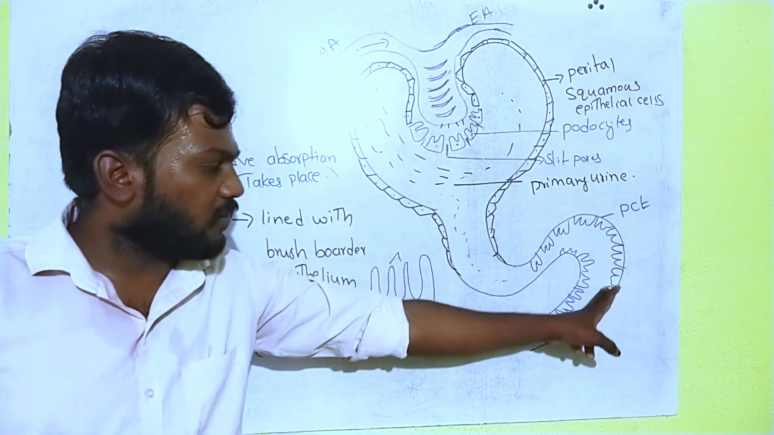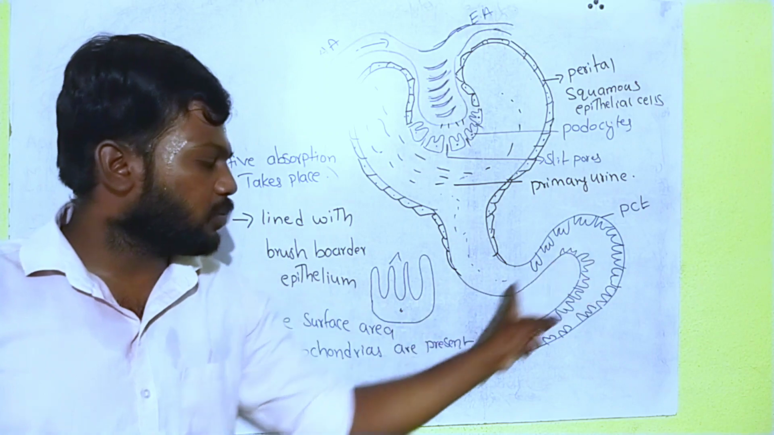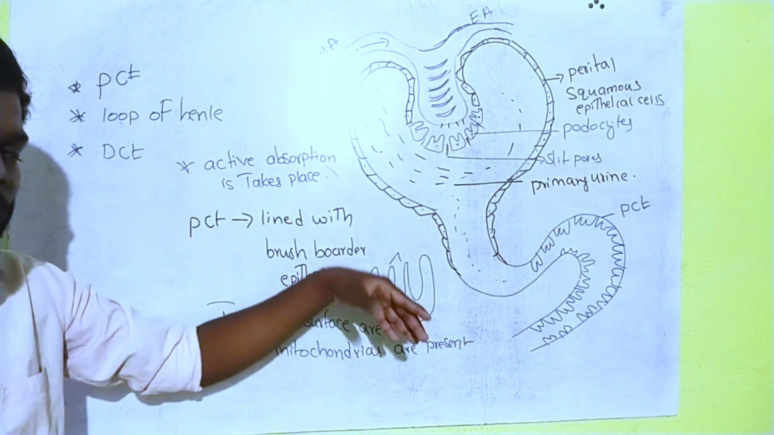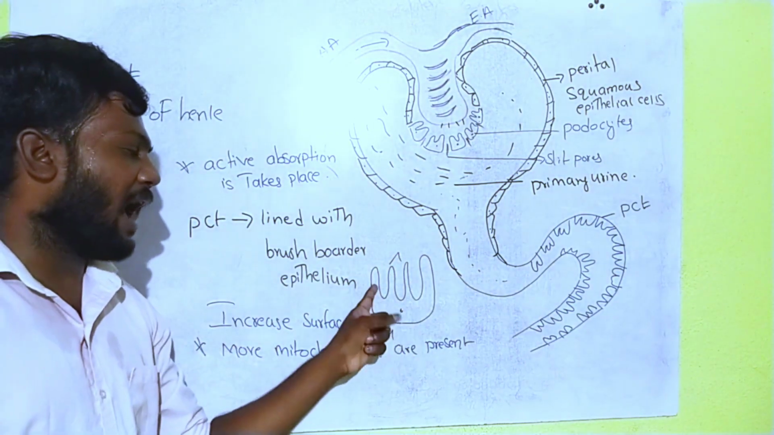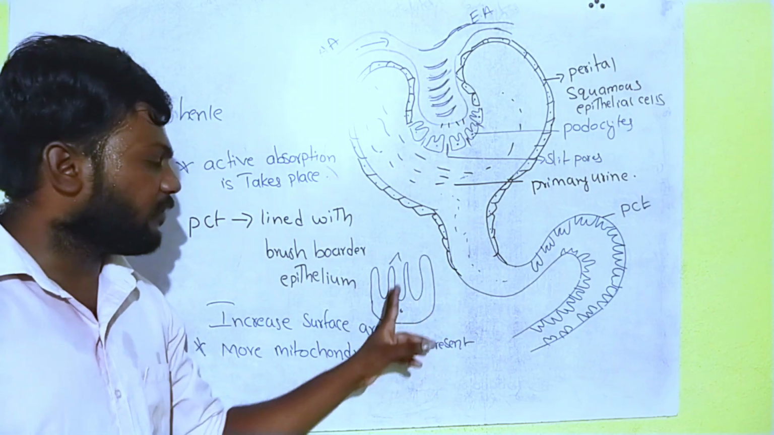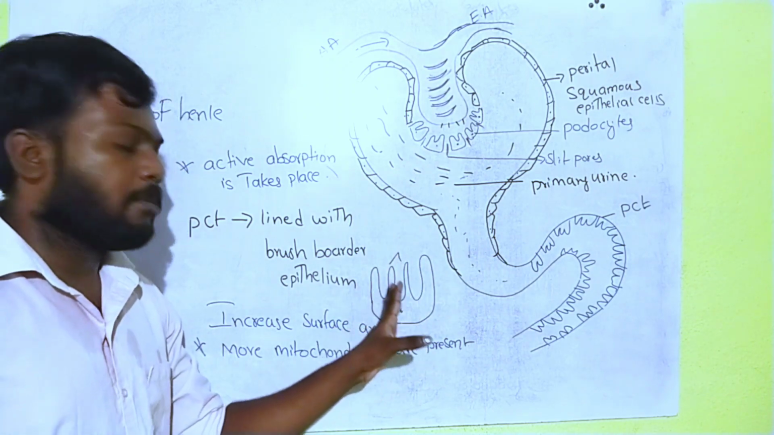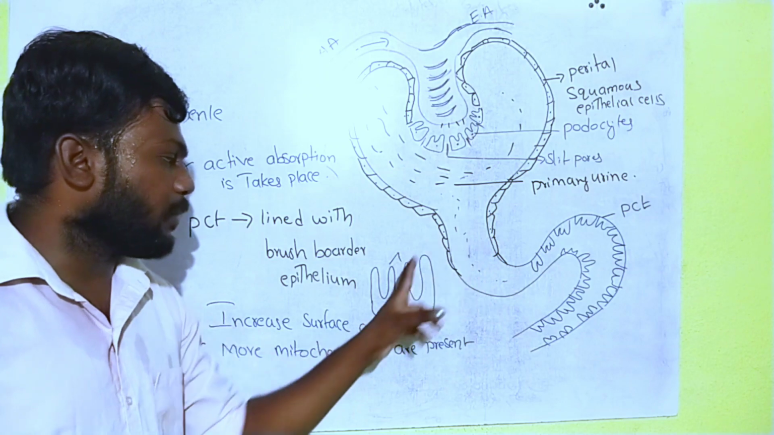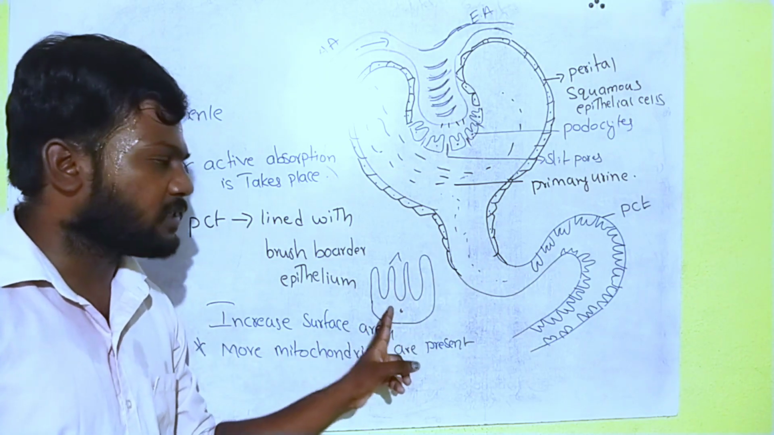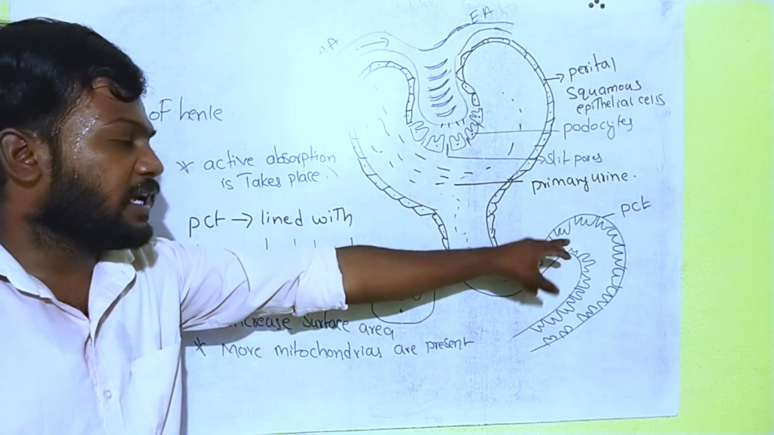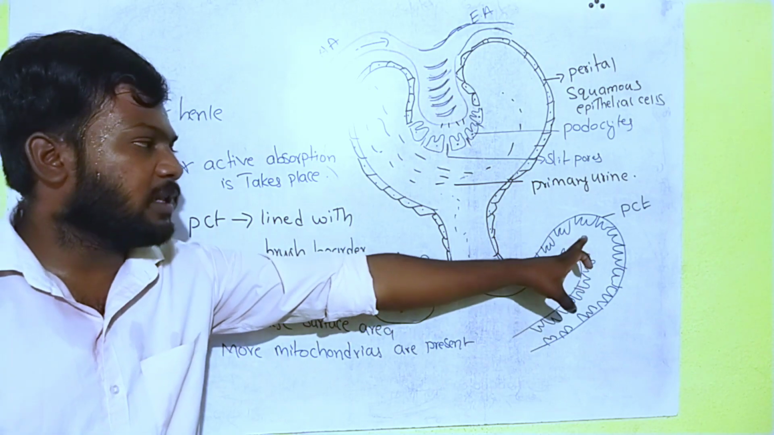The proximal convoluted tubule is lined with brush border epithelium cells. What does brush border epithelium cell mean? The cell has microvilli. Microvilli means finger-like extensions, and that is called a brush border epithelium cell. What is the importance of the brush border epithelium cell? It increases the surface area here in the PCT region.